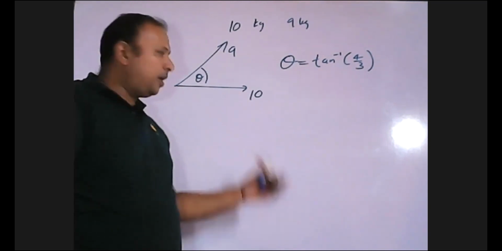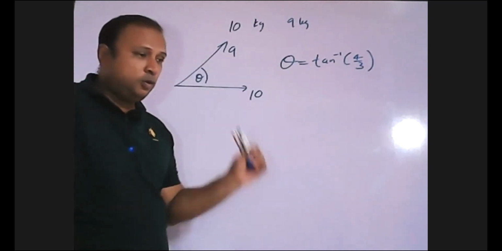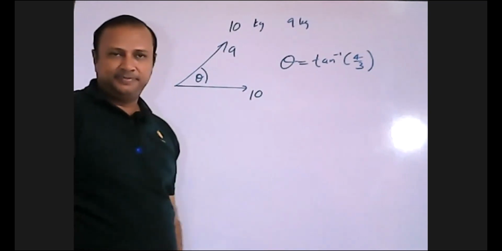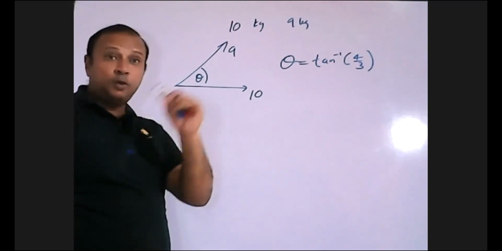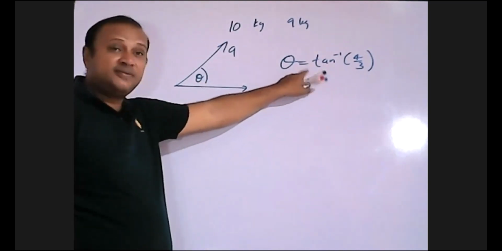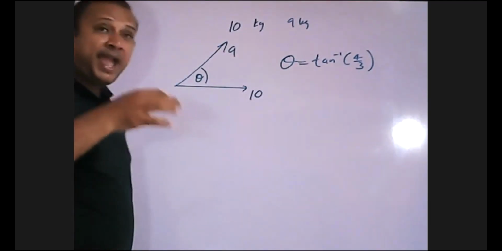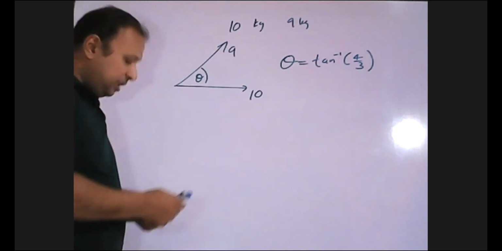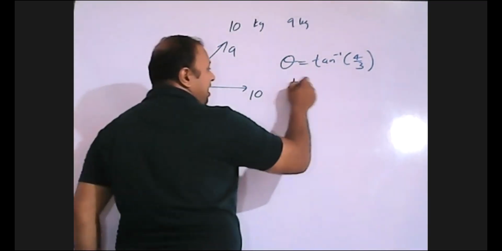If you know cos theta, you can apply all the data into the equation R squared equals P squared plus Q squared plus 2PQ cos theta. Therefore, you have to calculate cos theta. How to calculate cos theta? You have to calculate it using this information. You know theta is equal to tan inverse 4 over 3, that means tan theta.